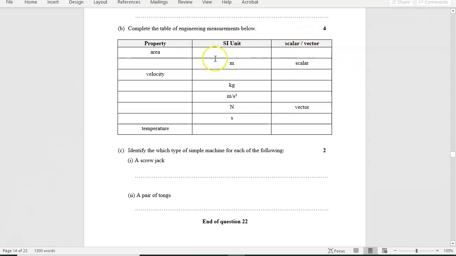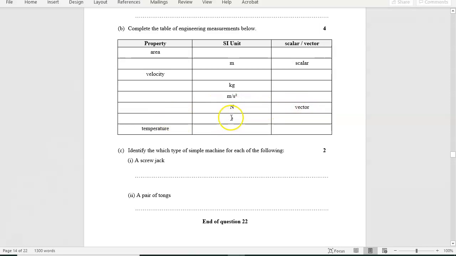Okay, so area is a scalar. A scalar that is measured in length, in meters, is distance, or I will also pay length. And I have corrected people who wrote length. Velocity is meters per second, and it is a vector. V for vector, V for velocity. Kilograms is the unit for mass, and mass is a scalar. Meters per second squared is acceleration, and acceleration is a vector. N, I will take either force or weight. I will take both, force or weight, and they are vectors.